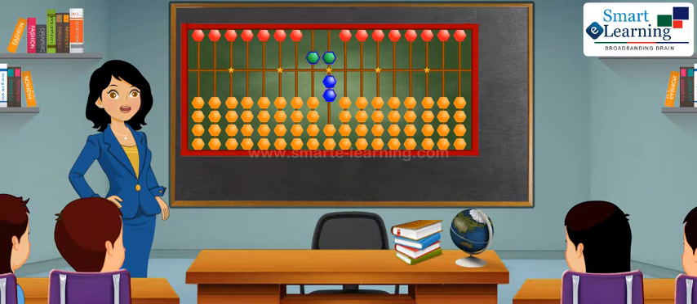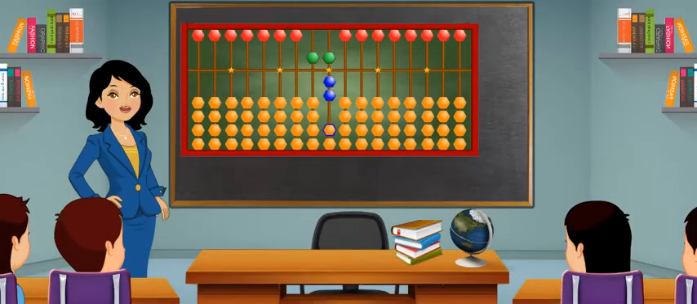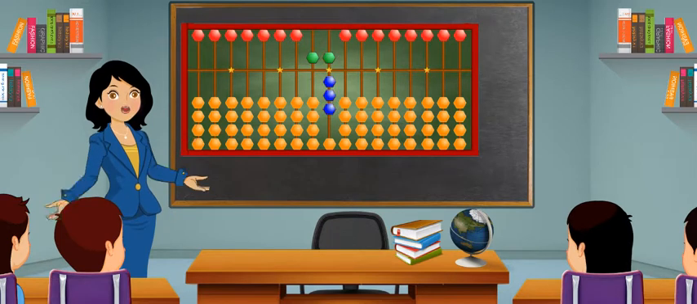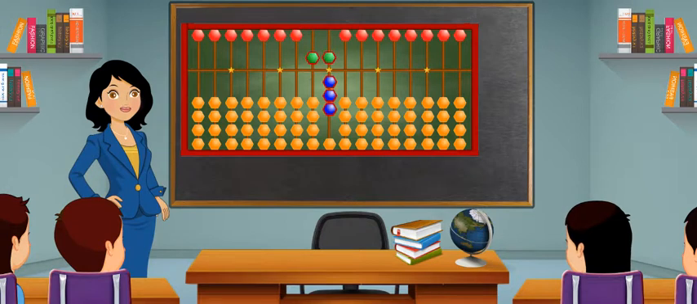To show number 58, 1 heaven bead of tens place will remain as it is, and 1 heaven bead and 3 earthen beads on ones place will touch the skyline to show 8 on ones place. This is number 58.